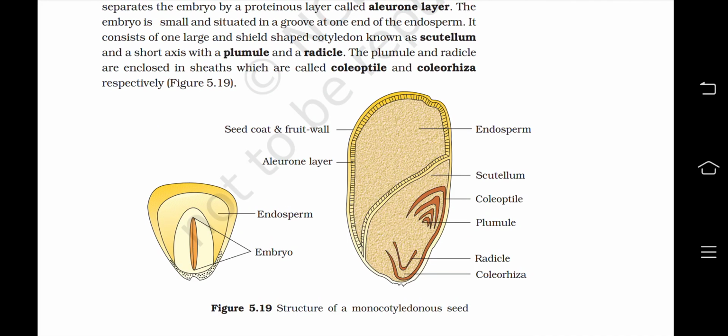Here we end the third part of chapter 5, morphology of flowering plants.